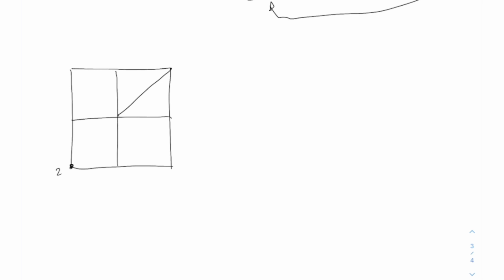The degree 2 vertices are here, here, here, here, right? And I scribble all those edges. Here, here, here, here, here, like that.